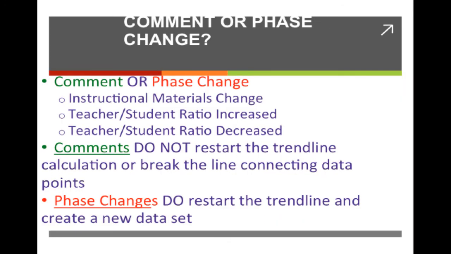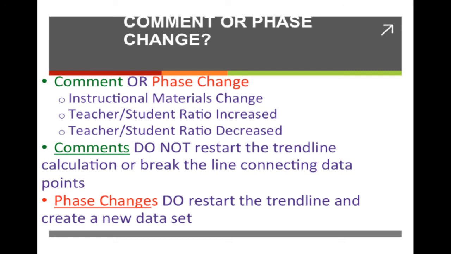Here you will see that some of the options in the drop-down menu are indicated as a comment or a phase change. These items include instructional materials change, teacher and student ratio increased, and teacher and student ratio decreased. When making a selection between comment or phase change, you must consider the purpose of the note. Are you simply noting a comment that will assist in visual interpretation of the data, or is a change being made to the program which would be a phase change?